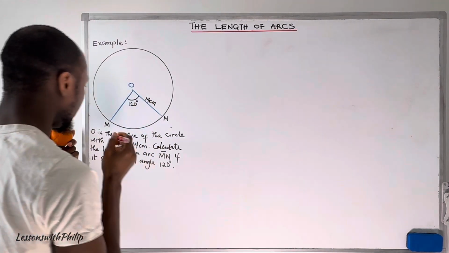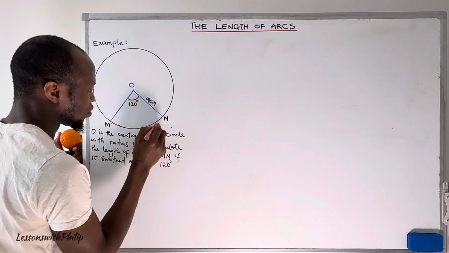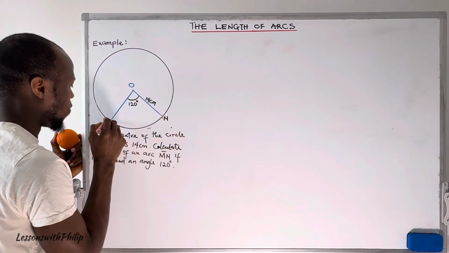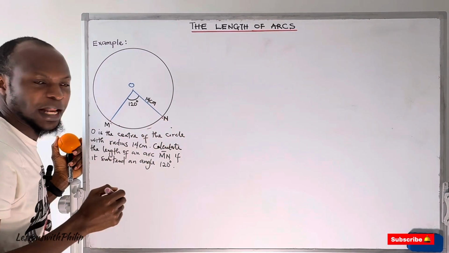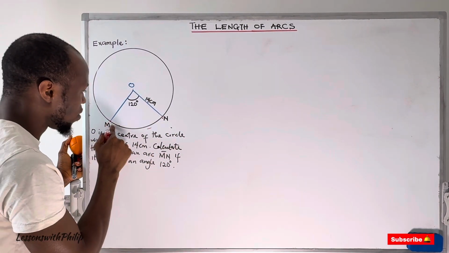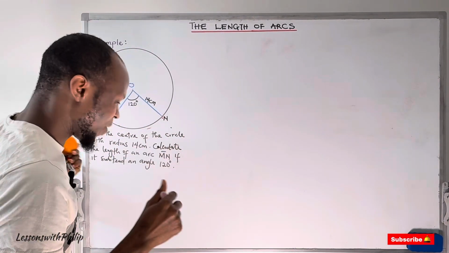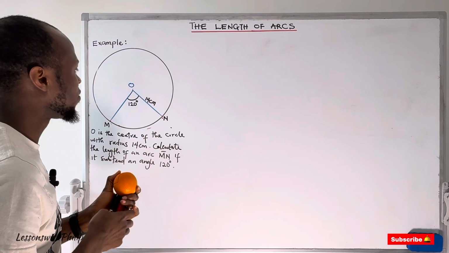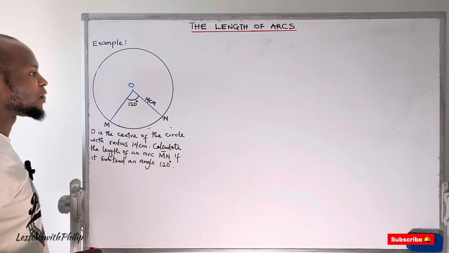Okay, now from this point down to this point is an arc. While this point round to this point is also an arc. While this one is longer, it is called a major arc. While this point to this point is also an arc, but it is called a minor arc. Do you get it? Now, if you get that, let's go straight to an example we have on the board.